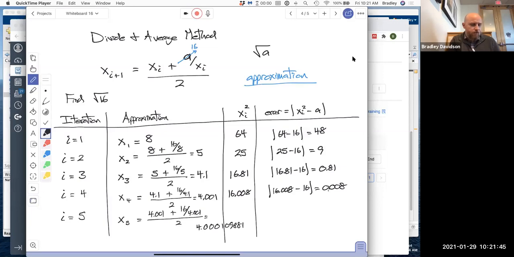And so if I square that, I'm now getting 16.001. Then 16.001 minus 16, I now have an error of 0.001.